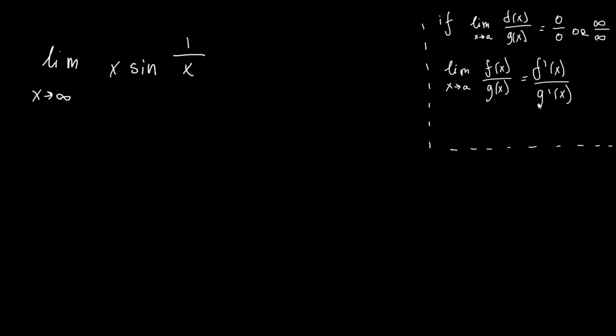Basically, whenever you get indeterminate form when trying to solve a limit, you can take the derivative of numerator and denominator and try to solve for your limit again. Notice that it has to be in indeterminate form. If you don't have indeterminate form, you can't use L'Hopital's rule. Otherwise, you're going to get a wrong answer.